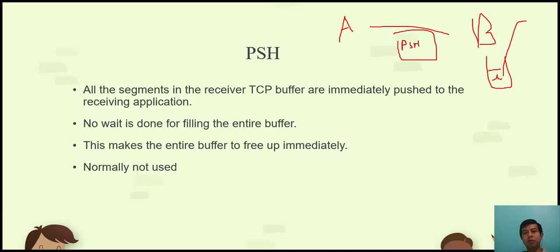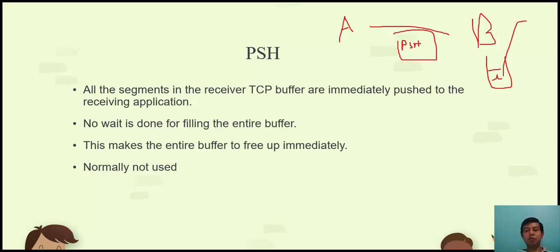So the packets that were buffered before will be sent first, and this particular packet with the PSH flag set will be sent to the upper layer accordingly. But the only thing is that the packets will not be buffered, they will be immediately sent to the upper layer. Subsequently, once this buffer is free, the next packets coming from A will again be buffered on this side. Clear?